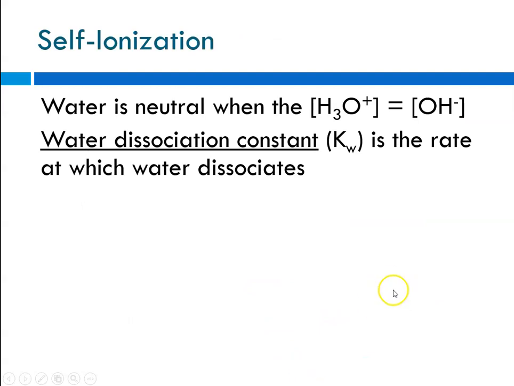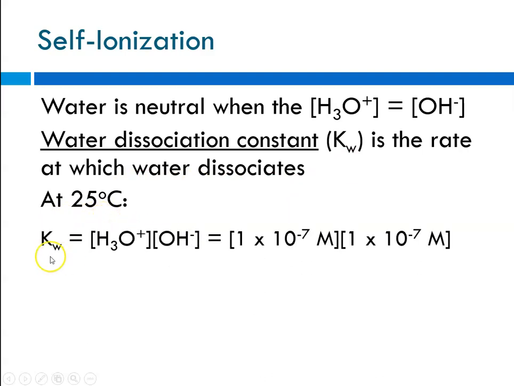So water is neutral when the concentration of the hydronium ion is equal to the concentration of the hydroxide ion. And I use hydrogen ion and hydronium ion interchangeably. They're the same thing. So we can talk about something called the water dissociation constant, and its symbol is capital K sub W, and it is an indication of the rate at which water is dissociating.